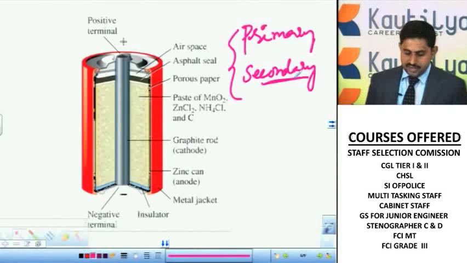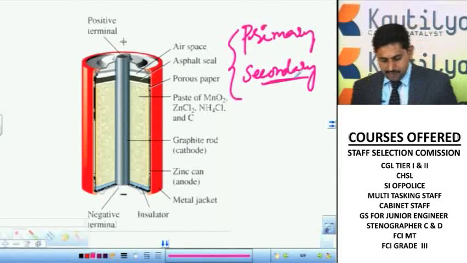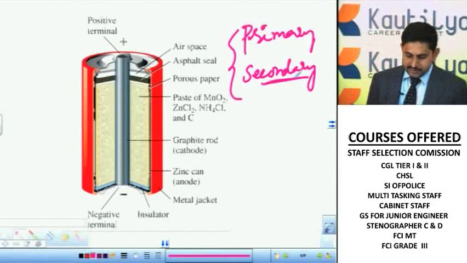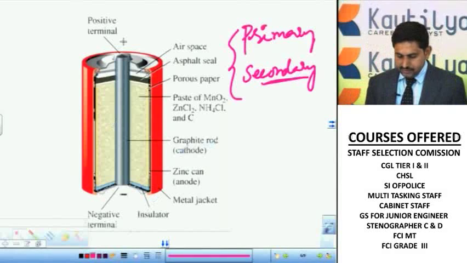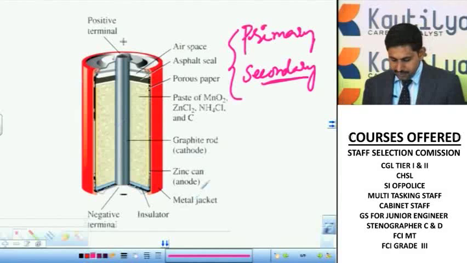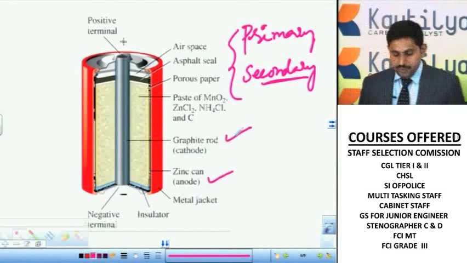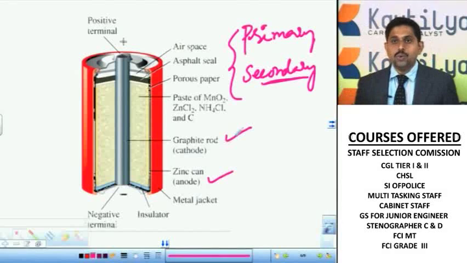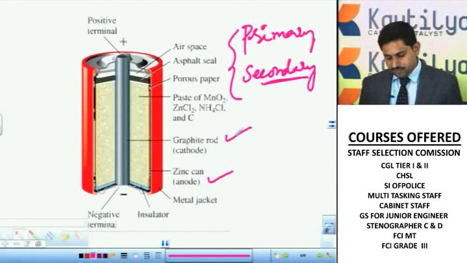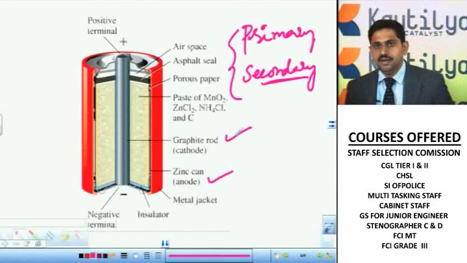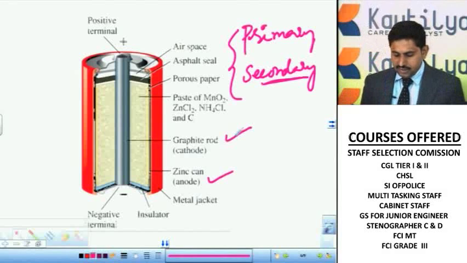Okay, now here is one example of a primary battery. It consists of a carbon graphite rod, which acts as the cathode, and the complete casing is made up of zinc tin, which acts as the anode. This is very important: zinc acts as the anode, and the graphite acts as the cathode. Generally, in the case of a primary battery, we can consider zinc as the anode and graphite as the cathode.